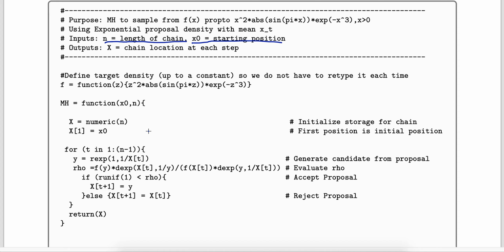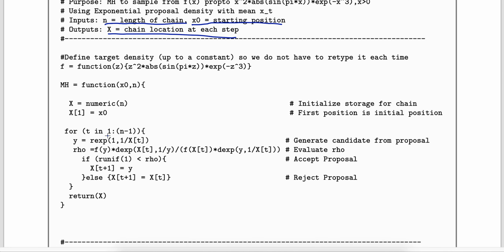Usually this should be a pretty large number. We can talk about graphics in a minute to determine if our chain is converged or if we need to run it for longer. Okay, so our usual initializations: x, I'm going to store the outputs of my chain. So here x is my chain, the resulting chain, the transitions from state to state that I'm making.